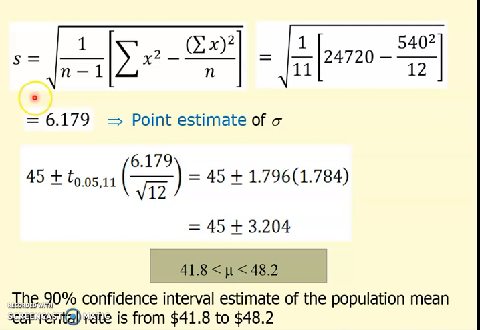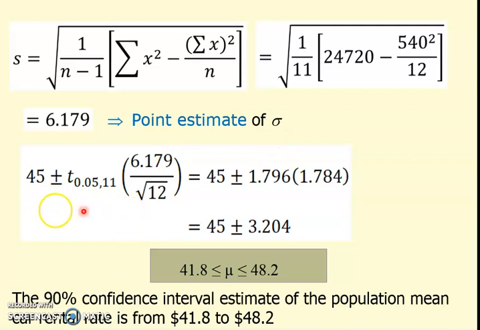Since sigma is not given, we need to calculate the sample standard deviation. So this is the formula for the sample standard deviation. You need to replace the n, the summation of x squared, and the summation of x, squared, and then divided by n minus 1, and everything is square root. So we get 6.179. So this is the point estimate of sigma.